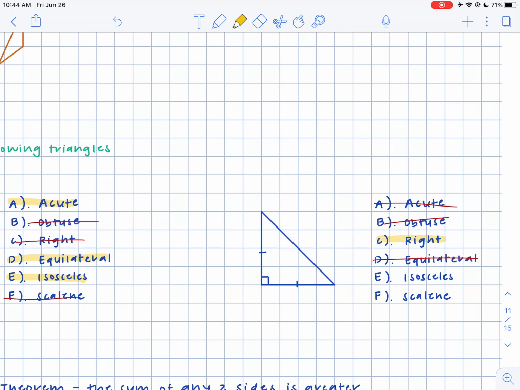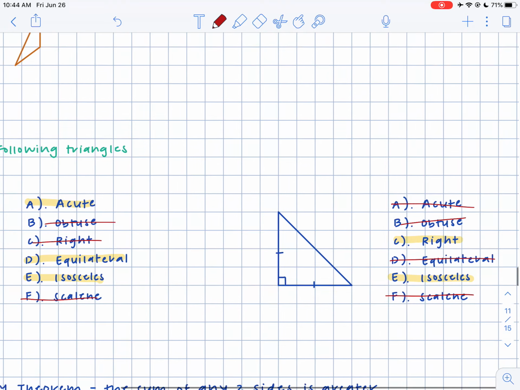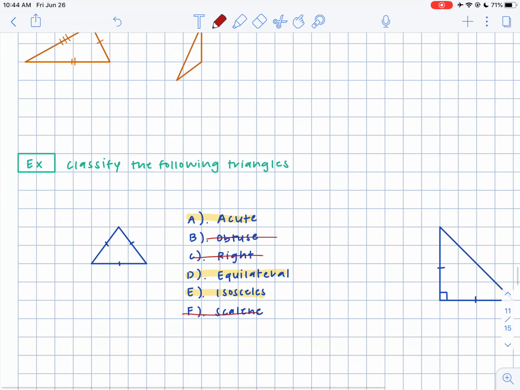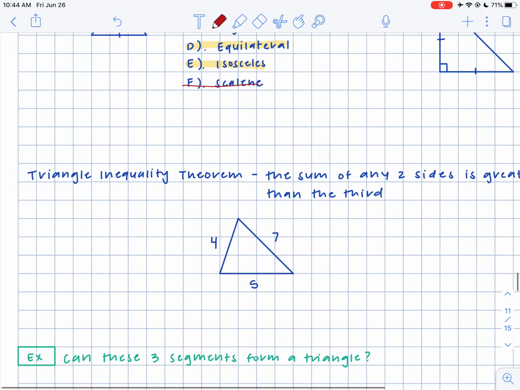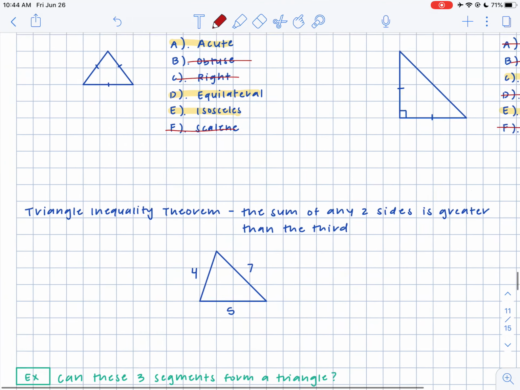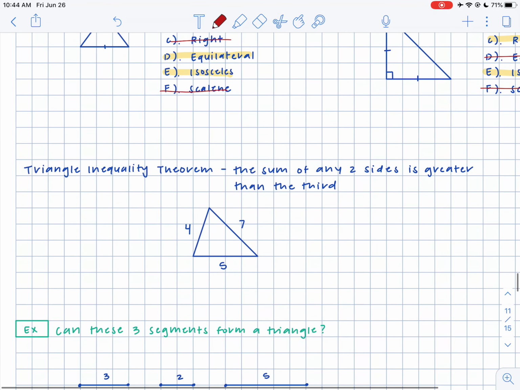And what did we say has 2 congruent sides? Isosceles triangles. And it can't be scalene because remember, scalene triangles do not have congruent sides. So that's how you would classify triangles based on their angles and sides. So now let's get into what's called the triangle inequality theorem.